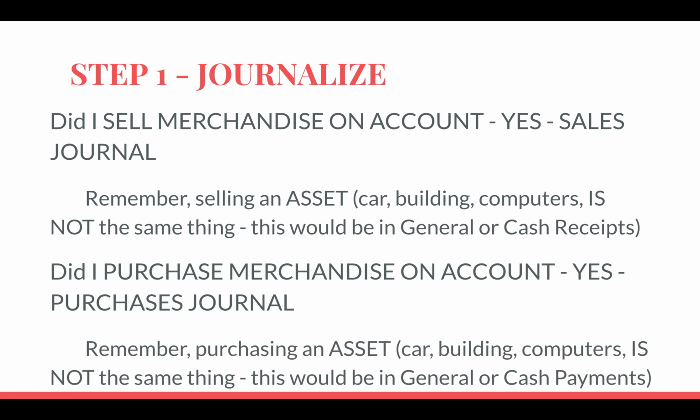Just like the sales journal, you can purchase an asset. You can buy a car, a building, computers, a lot of the same things. This is not a purchase of merchandise. So make sure you're looking at the transactions, you're reading them carefully, and you're determining whether or not it's a sale or purchase of merchandise or the sale or purchase of an asset. Right? They're not treated the same way.